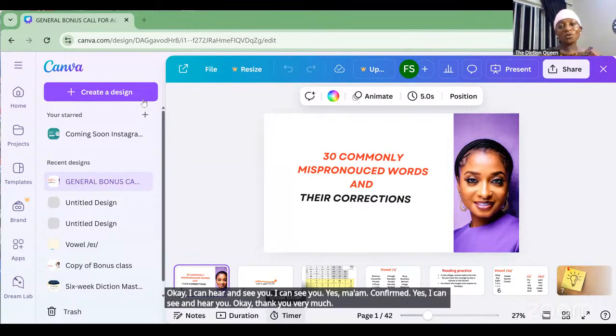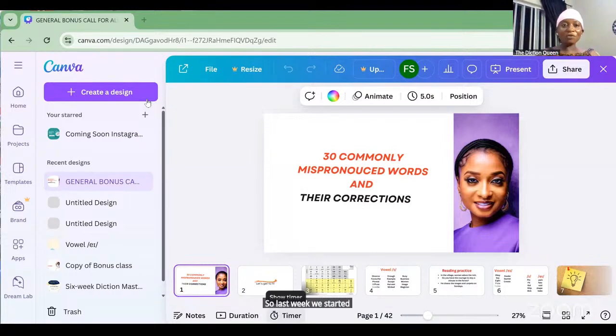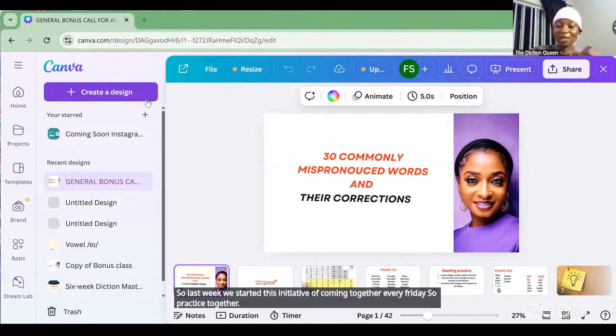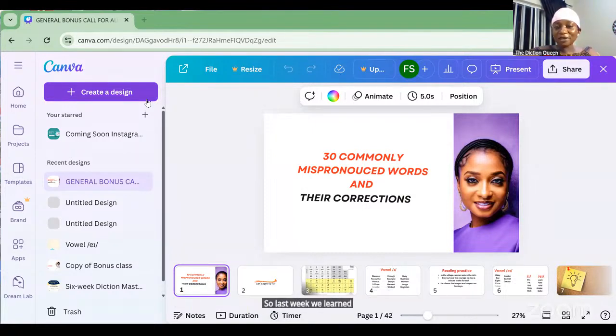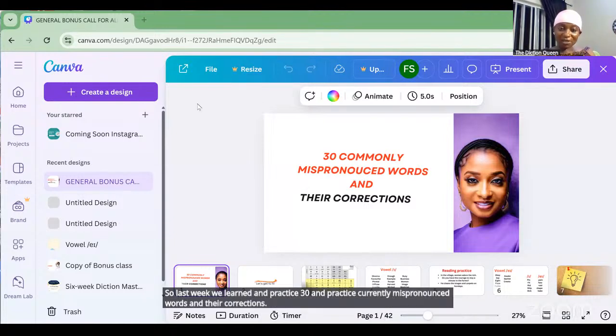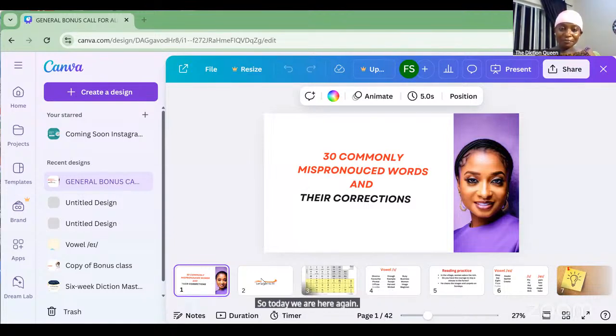So last week, we started this initiative of coming together every Friday to practice together. Last week, we learned and practiced 30 commonly mispronounced words and their corrections. So today, we are here again. Let's get straight into it.